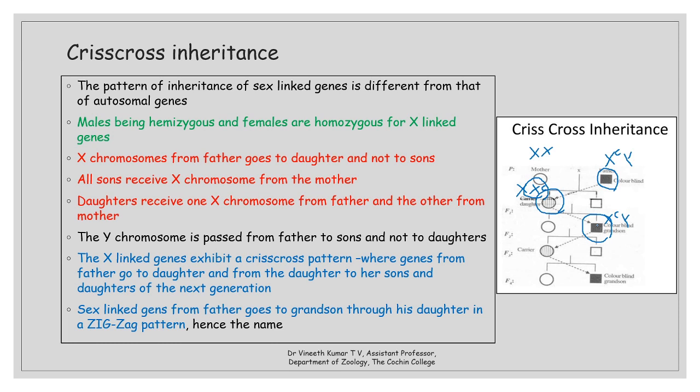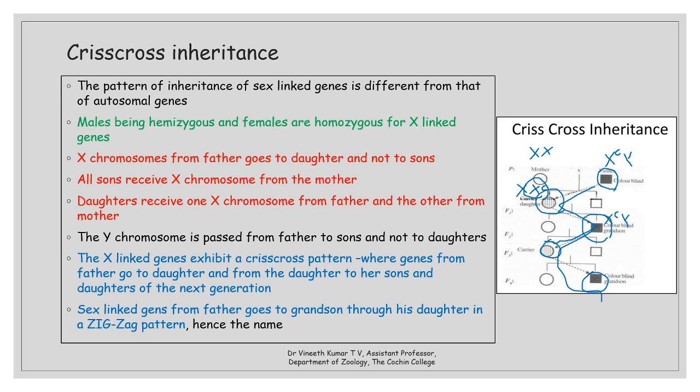Again, from this particular grandson, he becomes a father. Father again to daughter in the next generation, who will again be a carrier, and then to grandson. So this is where you can see a zigzag. This zigzag pattern of inheritance is usually from father to daughter to grandson, and it is referred to as crisscross inheritance.